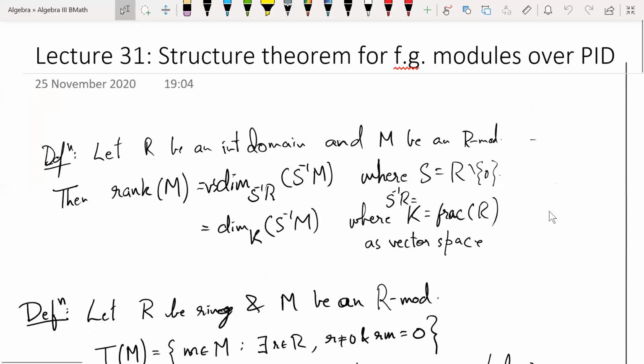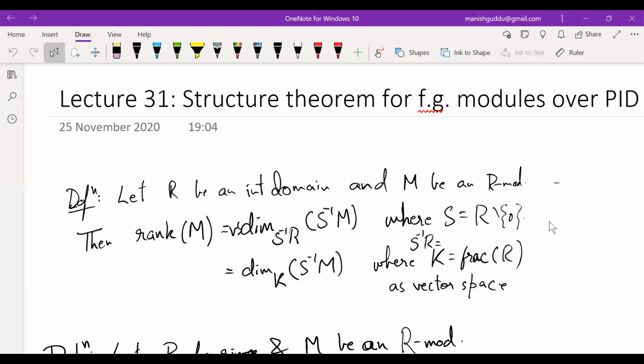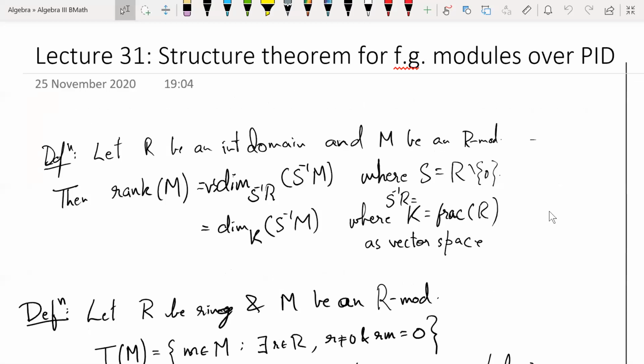Are there any questions before I start? Sir, in the homework, there's a question on rank, but it's not mentioned that R is an integral domain. So what do we do in that case? Okay. So if there are no questions, let me begin.